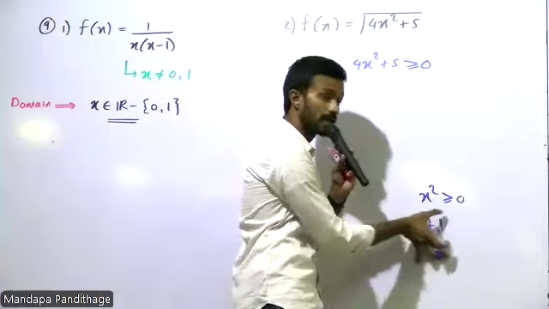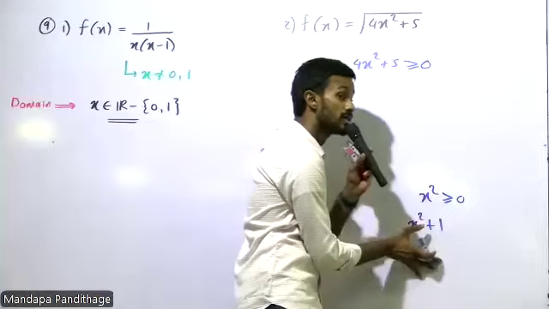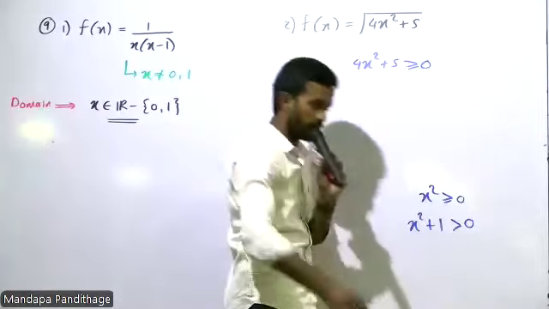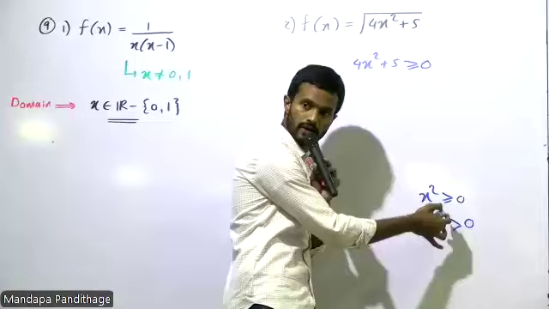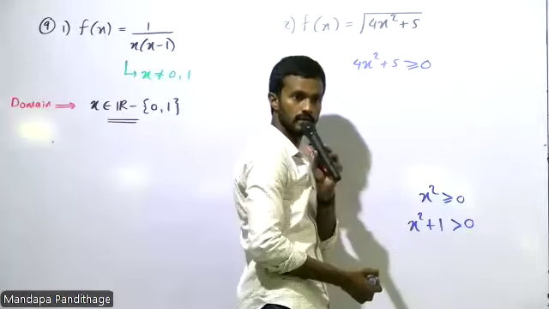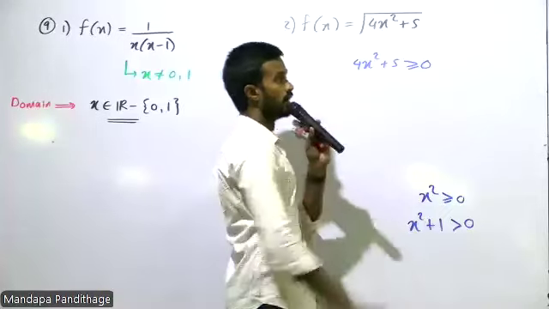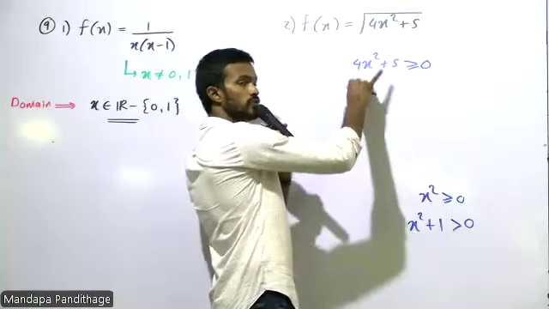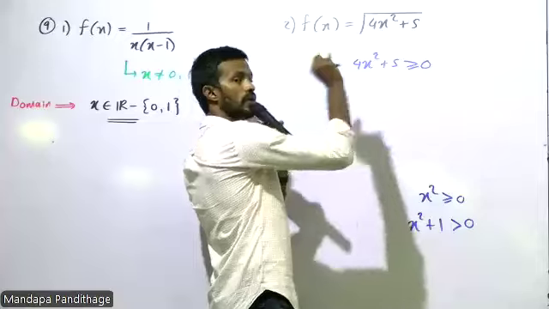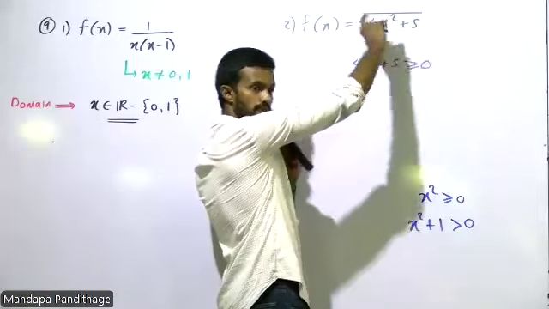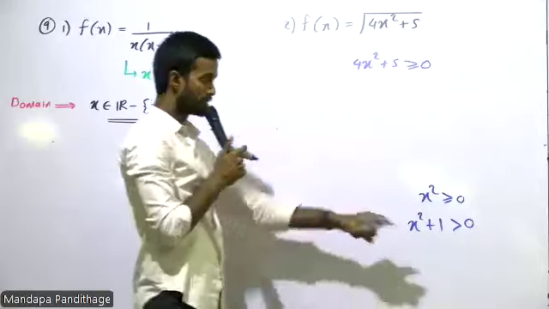x squared plus 1 is always positive, greater than 0. There's no equal mark. So when we have a square term plus something, that is always positive. Clear? When we have a square plus something, it's always positive. Now look at this. How should we find the domain? We only can put x values that make this positive. No? Make this positive.